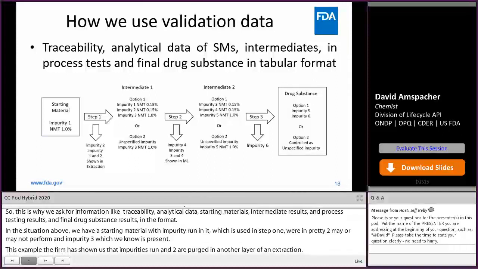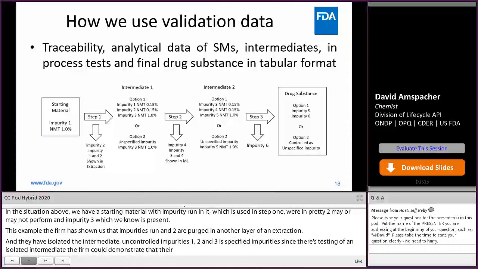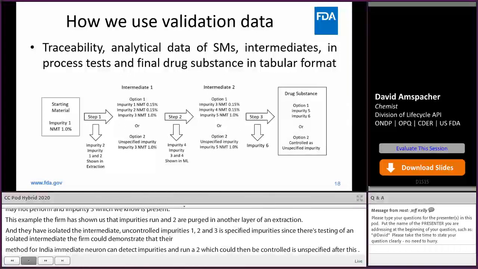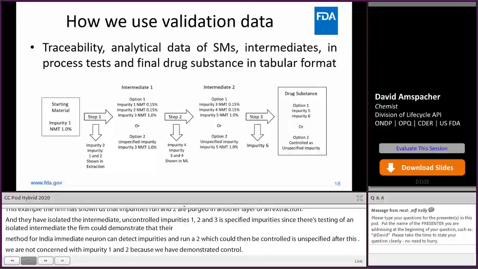Since there's testing of an isolated intermediate, the firm could demonstrate that their method for intermediate 1 can detect impurities 1 and 2, which could then be controlled as unspecified impurities. Now, after this point, we are not concerned with impurities 1 and 2 because we have demonstrated control. This isolated intermediate with impurity 3 is used in step 2, where impurity 4 may or may not form, and impurity 5, which we know is present.